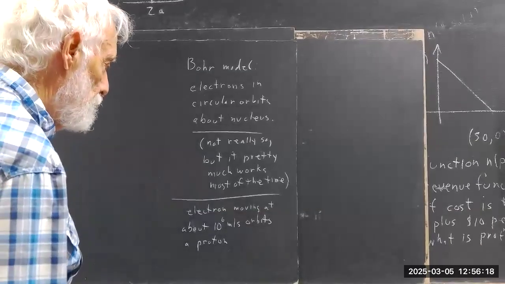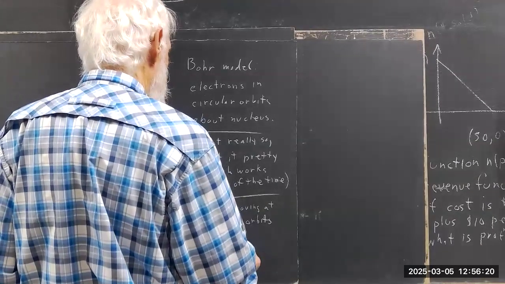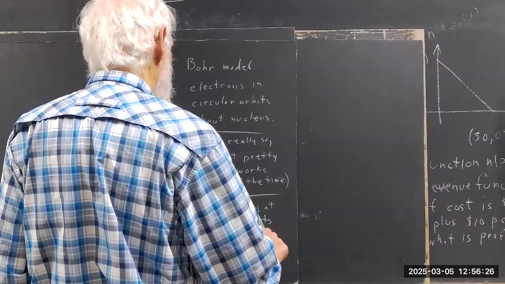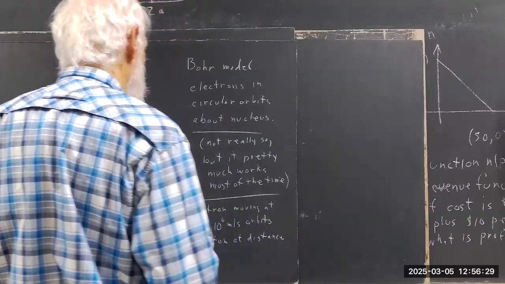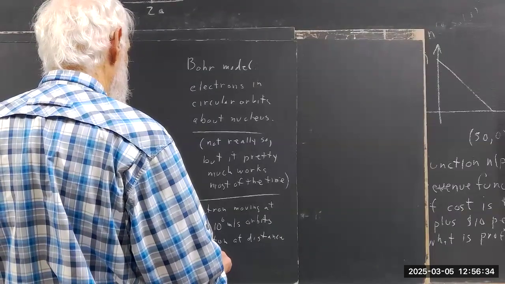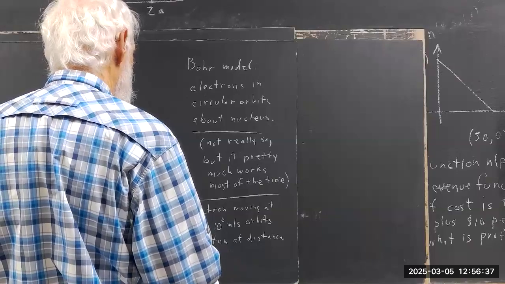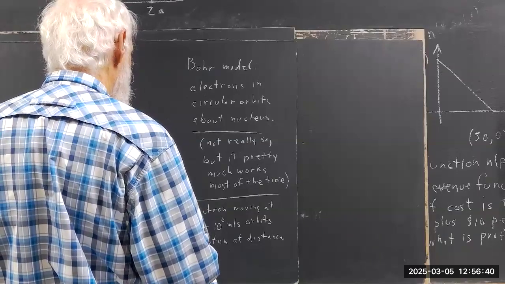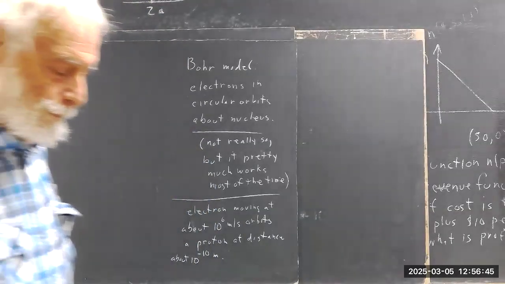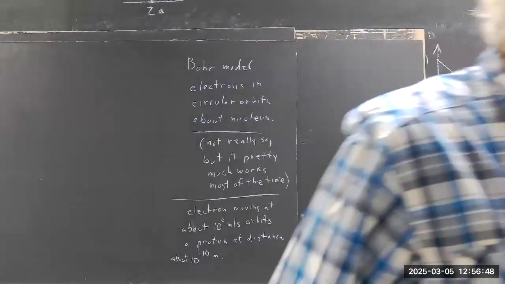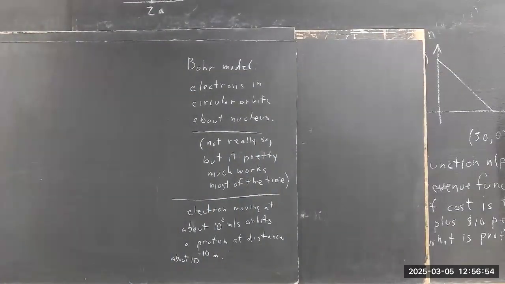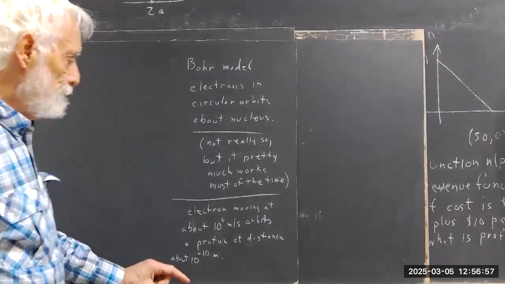Okay, so electrons moving at about 10 to the 6 meters per second, or if it's a proton, distance of 10 to the negative 10th, about meters. And those are just ballpark figures. We can easily figure out what these numbers ought to be.